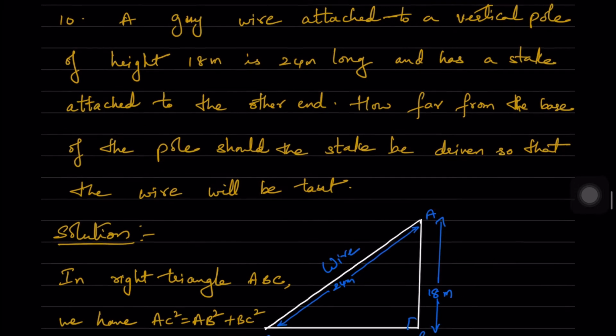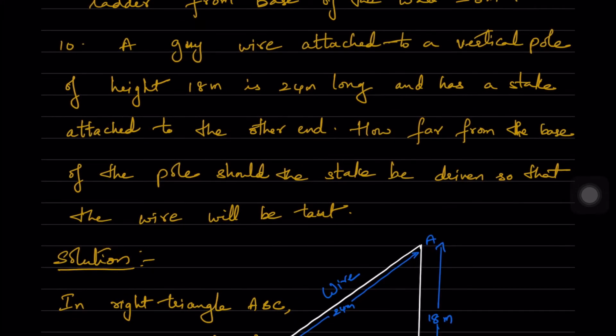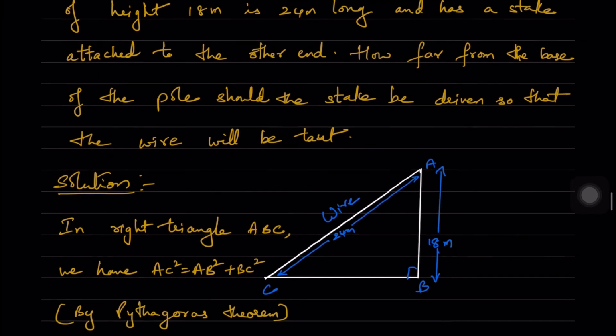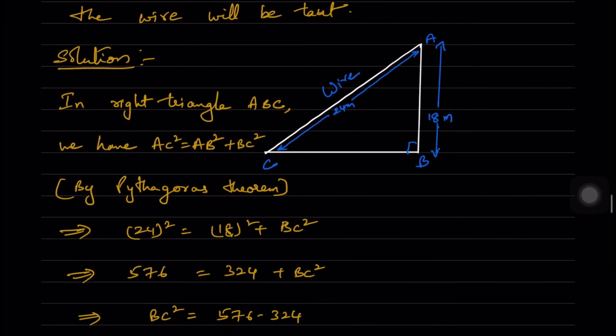Now 10th problem. A guy wire attached to a vertical pole of height 18 meters is 24 meters long and has a stake attached to the other end. How far from the base of the pole should the stake be driven so that the wire will be taut? So now in this problem, in right triangle ABC we have AC square is equal to AB square plus BC square. It's obvious because we are using our triangle.